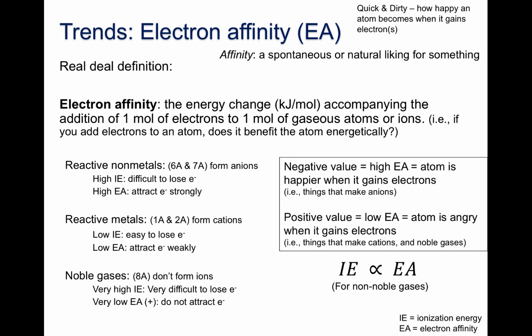Another trend is electron affinity. And if you've never heard the word affinity before, it's just a spontaneous or natural liking for something. So something that has high electron affinity really likes having electrons, and so it's going to attract electrons to it. If you've heard the word electronegativity before, electron affinity and electronegativity are very similar to one another. Something that has high electron affinity is also very electronegative.